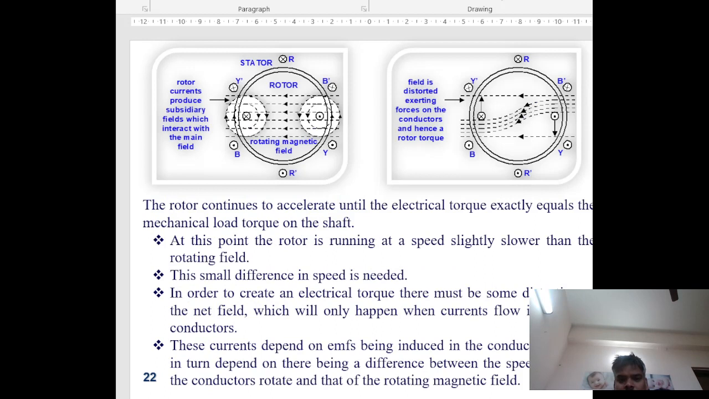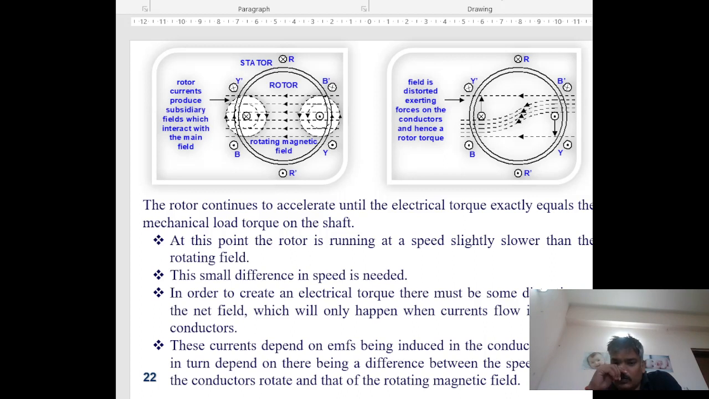The rotor continues to accelerate until the electrical torque is exactly equal to the mechanical load torque on the shaft. At this point, the rotor is running at a speed slightly slower than the rotating field. This small difference in speed is needed in order to create an electrical torque.